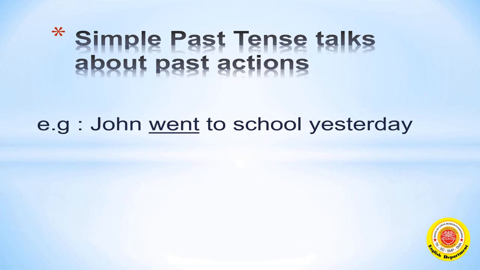Perhatikan di sini, keterangan waktu di sini atau arrow of time-nya yesterday. Yesterday itu adalah kemarin. Artinya kemarin. Kemarin itu sudah lewat. Berarti sudah berlalu. Maka kita menggunakan bentuk simple past tense. Past tense itu berarti dia sudah berlalu waktunya.